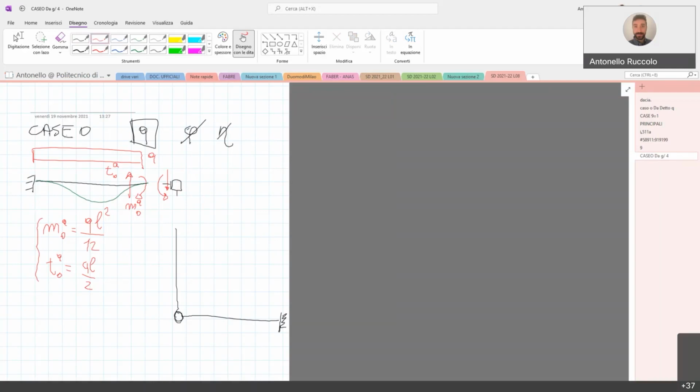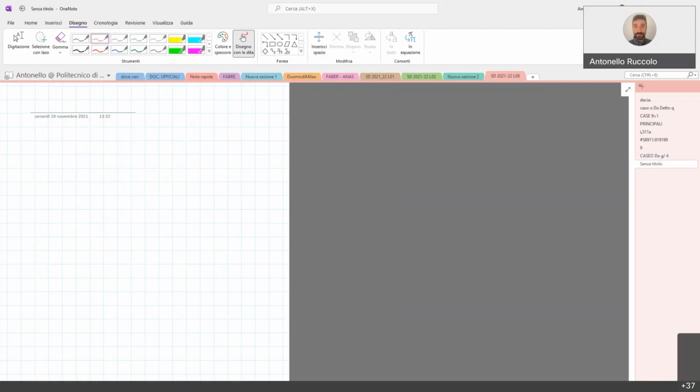So that's it for the case 0. Now, new page for the case 1. We have to consider the influence of the displacement, eta.